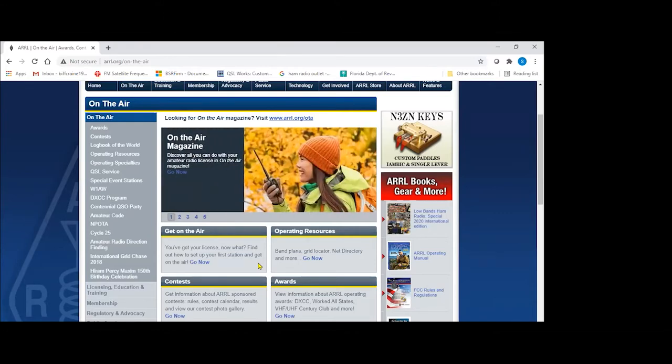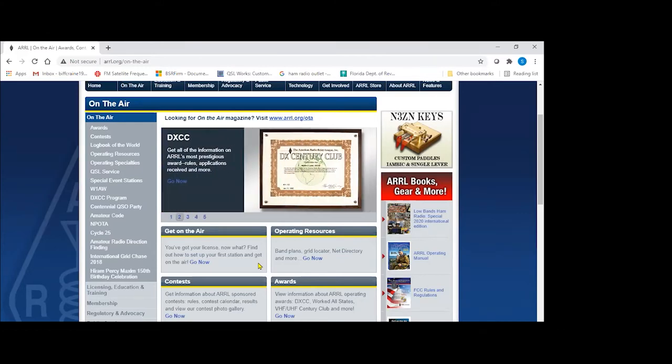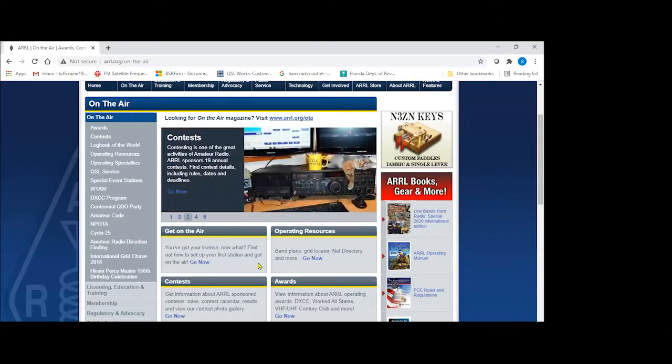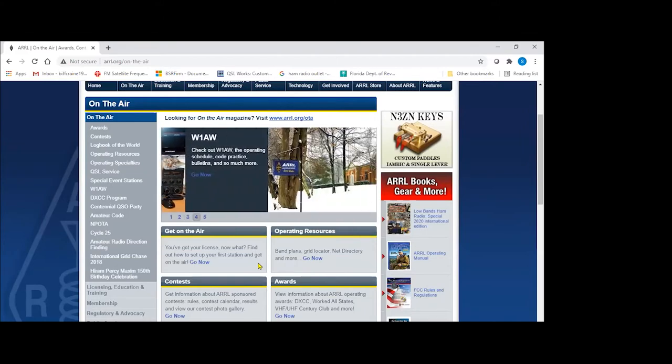There are other interest magazines that are DXing based, that are contest based, and they all flow through the ARRL, and all are generally free or a small upcharge if you want an actual magazine in hand. Those things are like the Tech Journal, which is called QEX, and the Contest Journal. So that's a great resource.